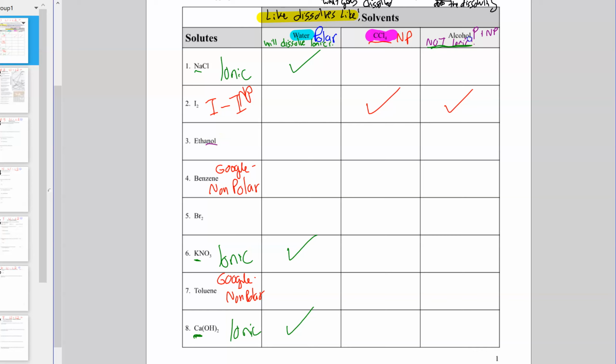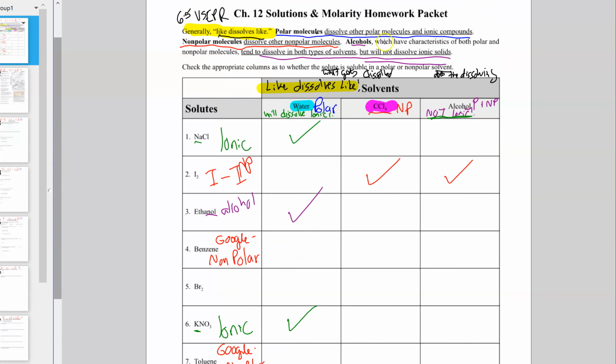Okay, we don't know about ethanol yet, but let me give you a hint. Alcohol and ethanol have a similar ending, and you'll learn about these in AP Chem or Organic Chem. So ethanol is a type of alcohol. There's actually lots of different types of alcohol. Ethanol has a little bit of polarity. Will it dissolve in water? Yeah, it should. Let's double check our directions up here. Alcohols, which have characteristics of both polar and nonpolar, tend to dissolve in both types of solvents. So will alcohol dissolve in polar water? Yes. In nonpolar CCl4? Yes. In other types of alcohol? Yeah, probably. So it should dissolve in all that stuff.